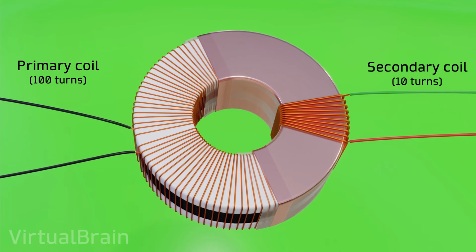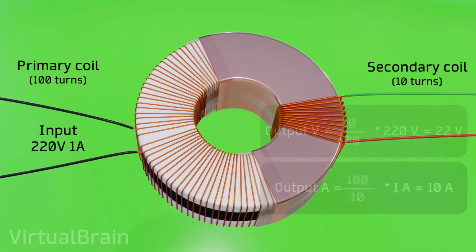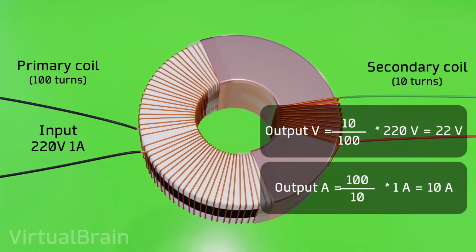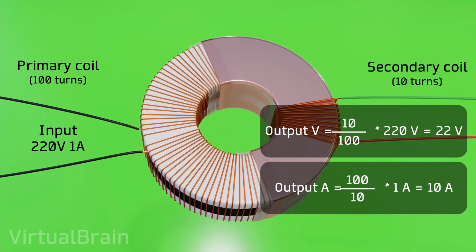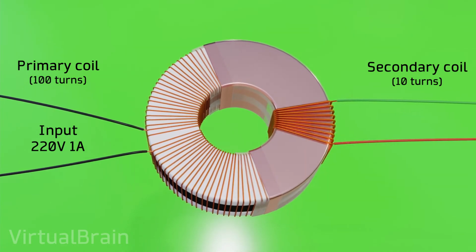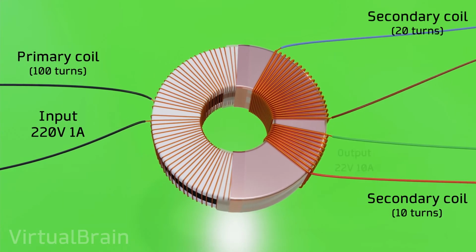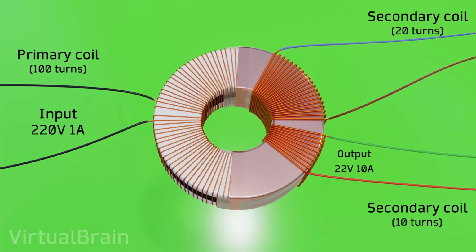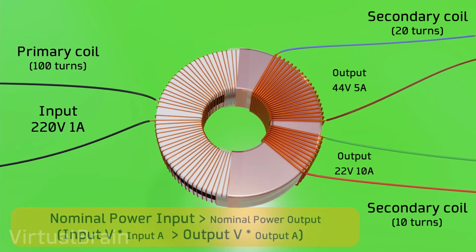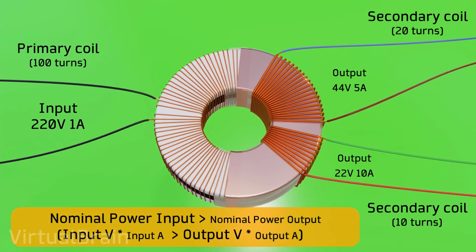Only with this, if our input alternating current were 220 volts and 1 ampere, it means that the alternating current output would be 22 volts and 10 amps. Of course, assuming the transformation efficiency is 100%, which is not true, but why make things complicated? Now, if we add a second secondary coil, this time with 20 turns, we would have a new output of 44 volts and 5 amps. Although remember that the nominal output power will never be greater than nominal input power.